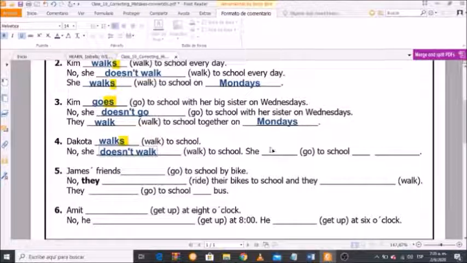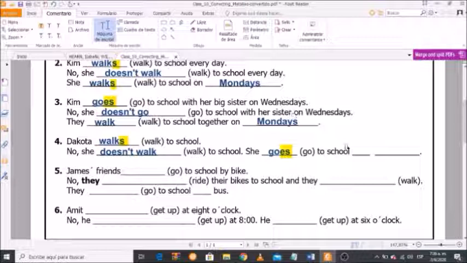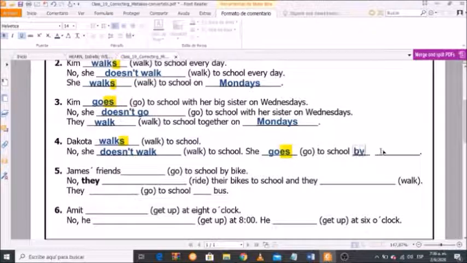She... Okay, very good. She goes to school. Recuerden agregar ES here. To school and how does she go to school? How does she go to school? Okay, very good. By boats. She goes to school by boats. Recuerden también que cuando hablábamos de los medios de transporte que usamos para dirigirnos a ciertos lugares, usábamos la palabra by. Okay?